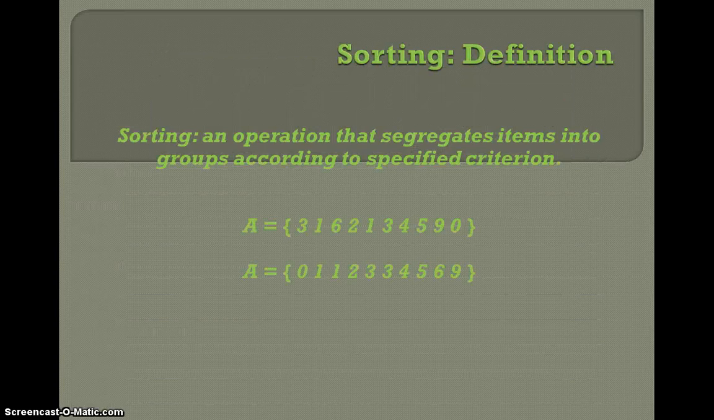Now we look into the definition of sorting. It is an operation that segregates items into groups according to a specified criterion. Now let us see the set A, which is a group or collection of elements. The first set is an unsorted array. An array of elements is arranged together in a particular set named A. After applying the sorting technique, the set A can look like this.